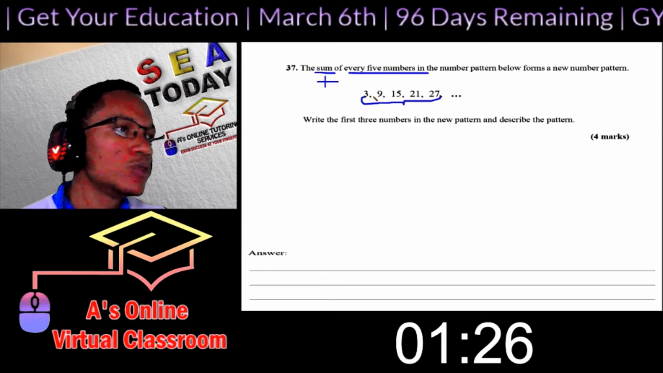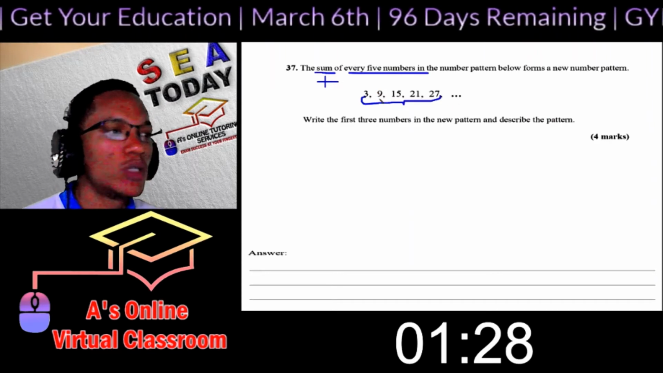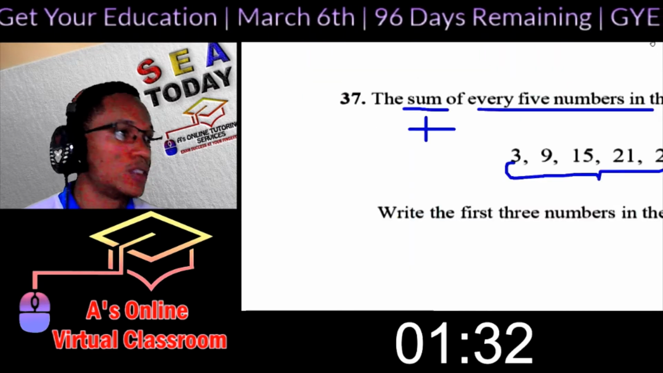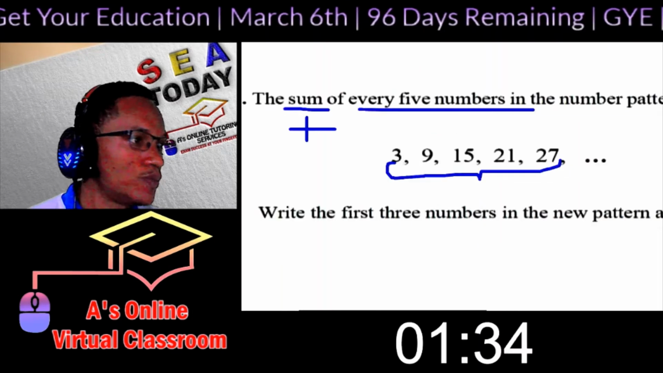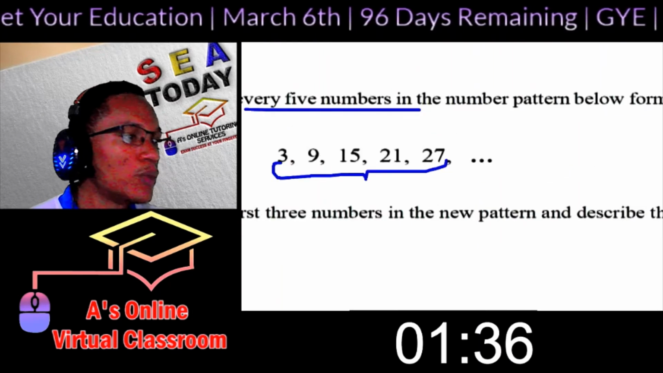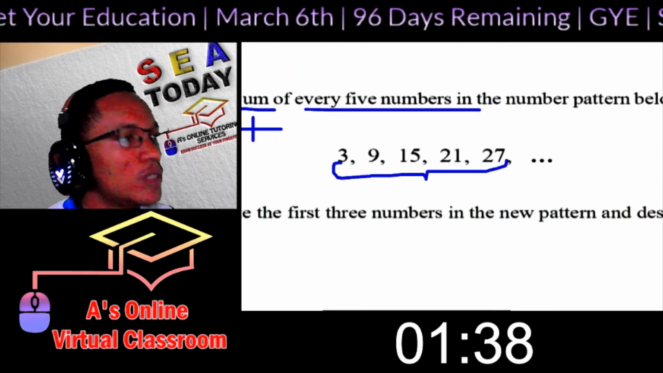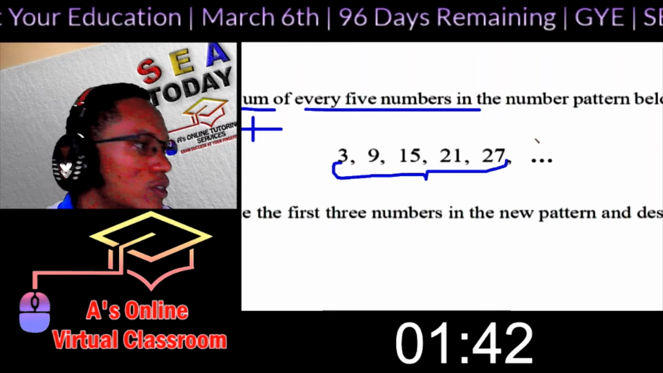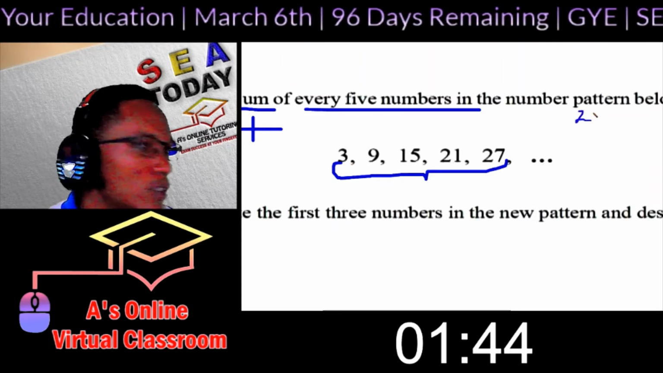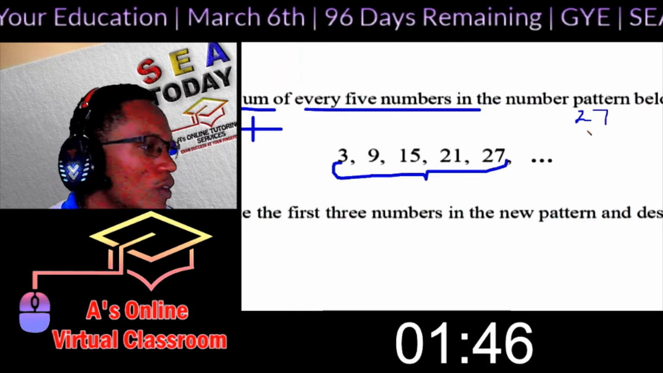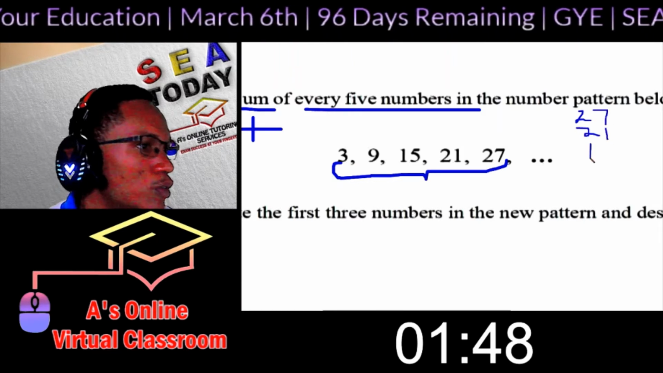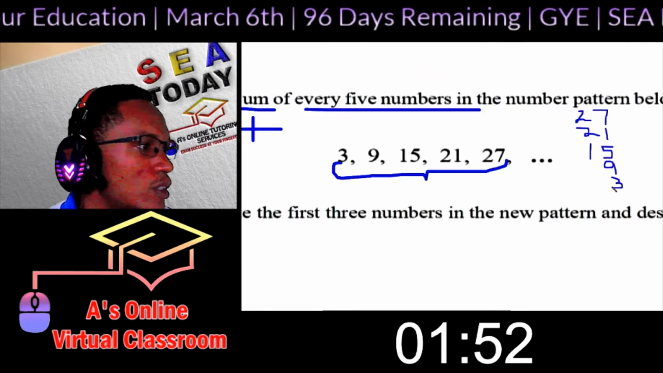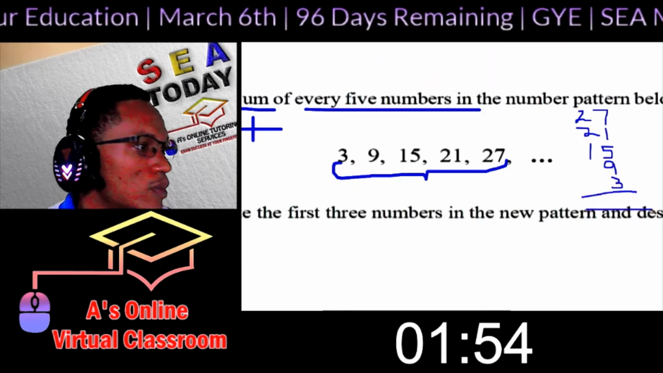So 2 things we have to do. First, let us find out what the sum of this pattern is so far. So we have 3 plus 9 plus 15 plus 21 plus 27. We could actually do that right here. We have 27, 21, 15, 9, and 3. We could add that up.